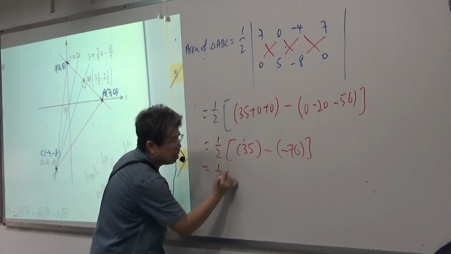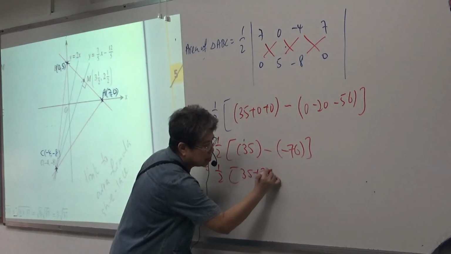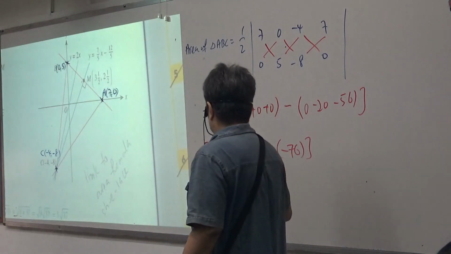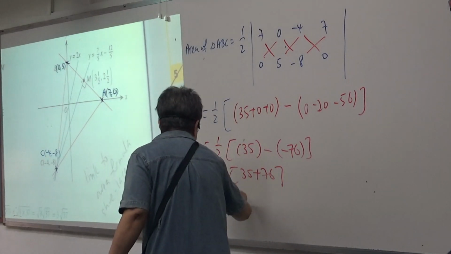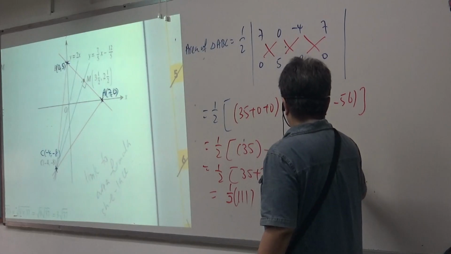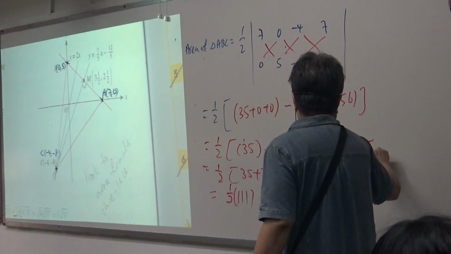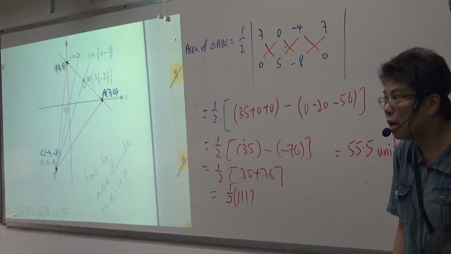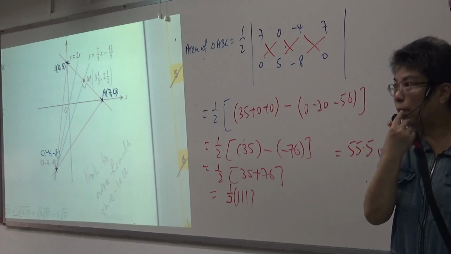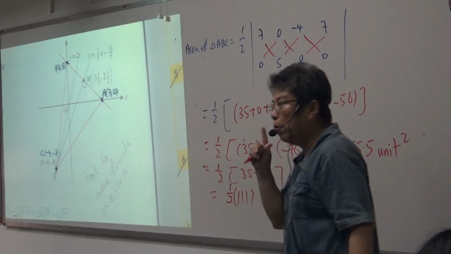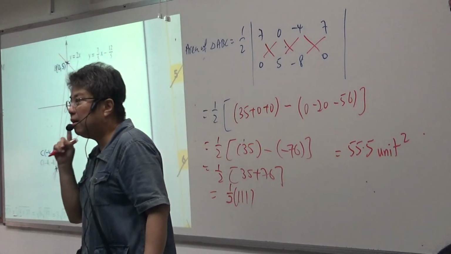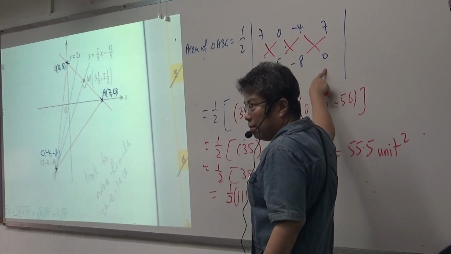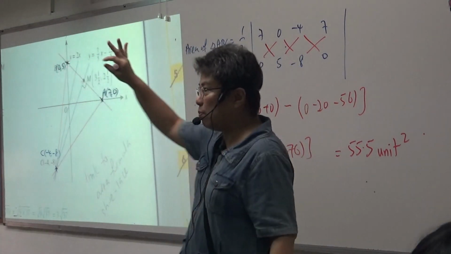Do you agree this is half? This will become 35 plus 76. What's 35 plus 76? Okay, half times 111. If you divide, this will be 55 and a half. Can you see? But one thing to take note about the shoelace method, you must go which direction? Anti-clockwise. And when you start, you must add. That means when there are 3 vertices, there must be 4 things down there.